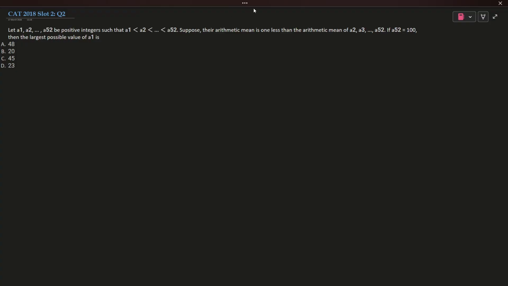This is a simple relation we can find from here. That is, A1 plus A2 plus dot dot dot plus A52, this is the arithmetic mean of the 52 positive integers. Their average is 1 less than the arithmetic mean of the rest. So if I add 1 here, it will become equal to the arithmetic mean of the rest of the positive integers, right? So how many positive integers will be there? 51. Correct.